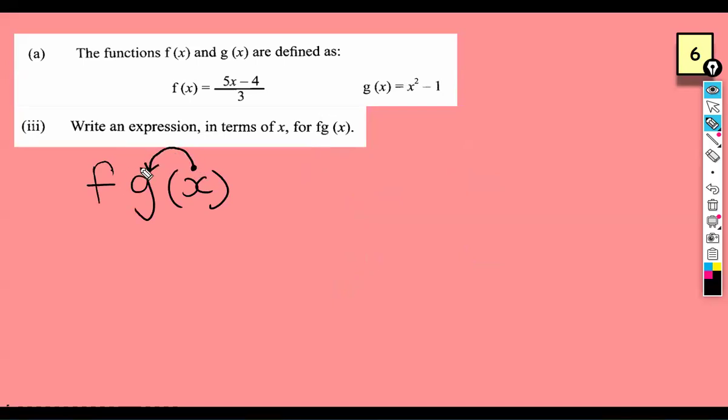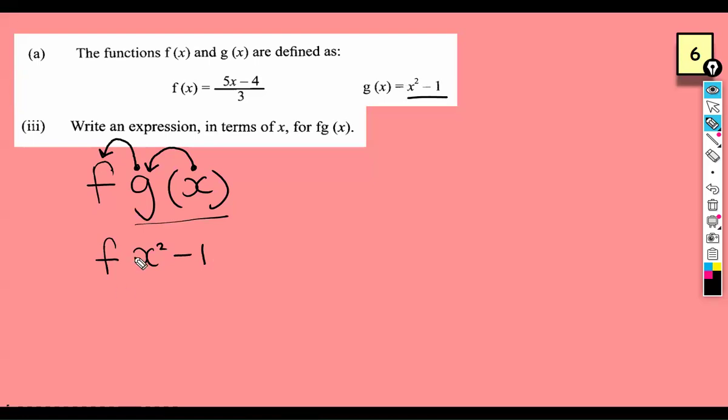G, and whatever you get, you're going to put it into what? F. You continuously work backwards. If I put X into G, it won't make a difference, right? I will just get what? X squared minus 1. So I replace this with X squared minus 1, because when I put X into G, I get back this expression.